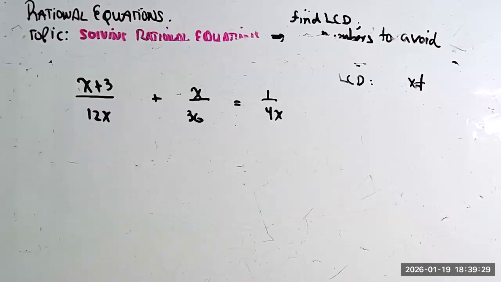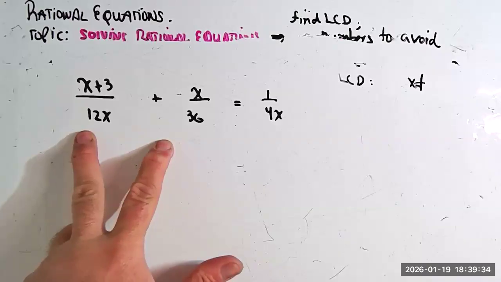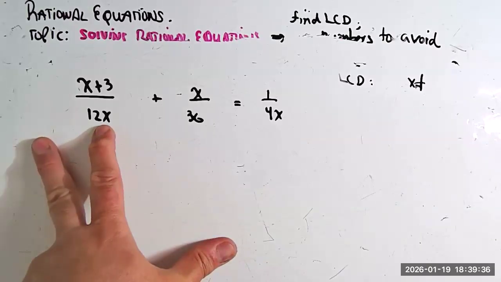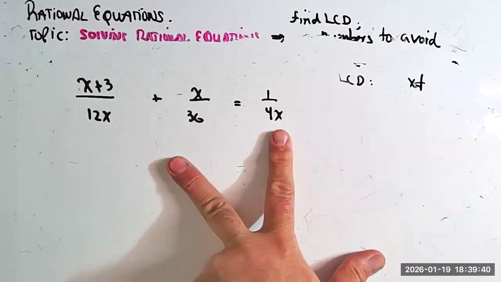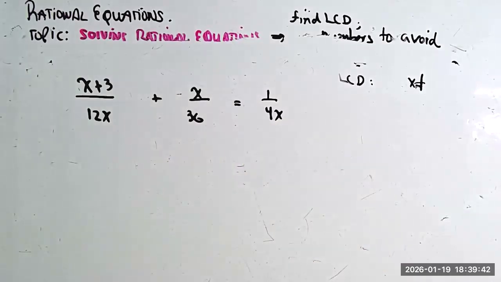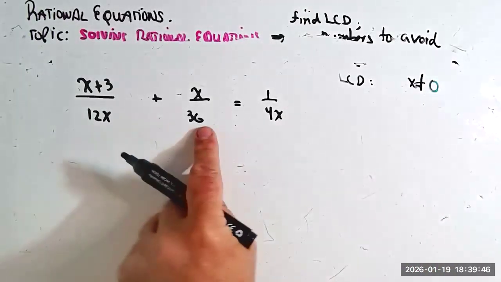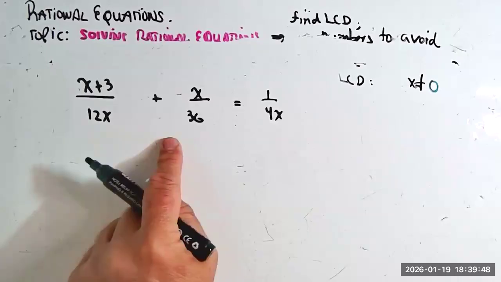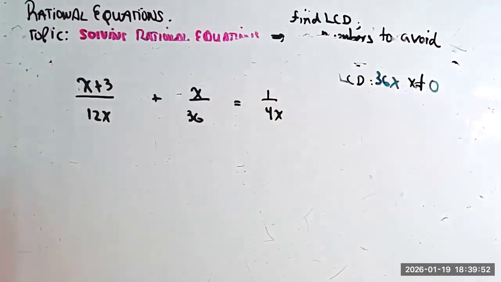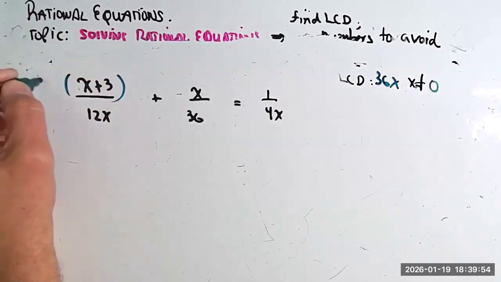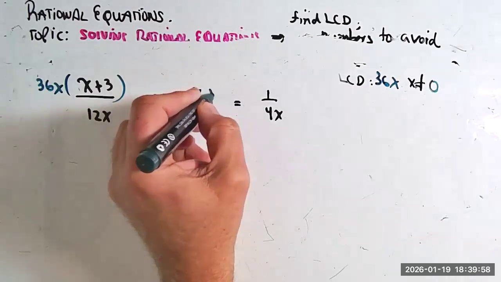What about this one, folks? Notice here, of course, x cannot be 0. 12 times 0 will be 0. We may not divide by 0. Same here, 4 times 0 is 0. So x cannot be 0, and the LCD will be 36x. As always, multiply by 36x.